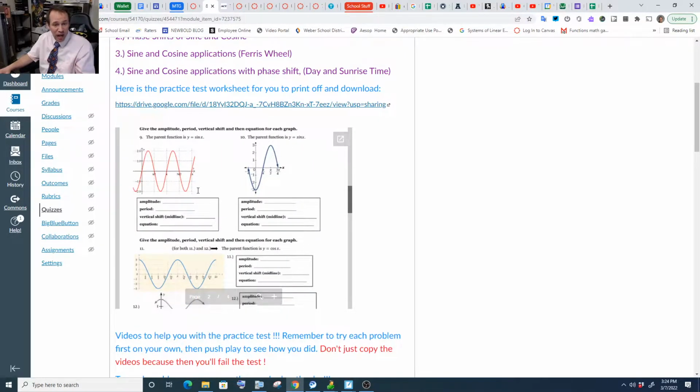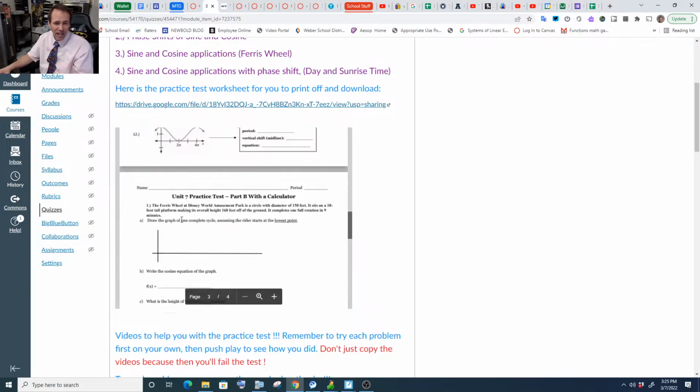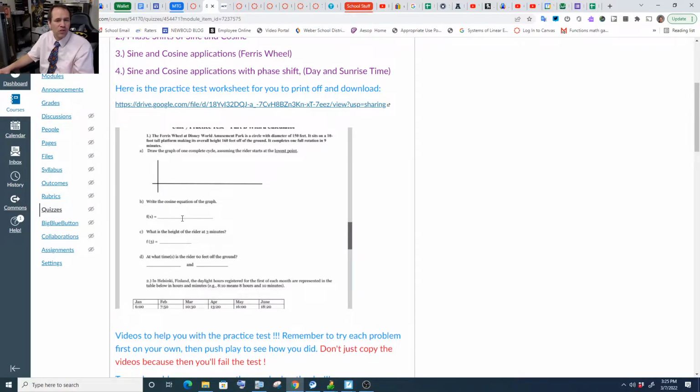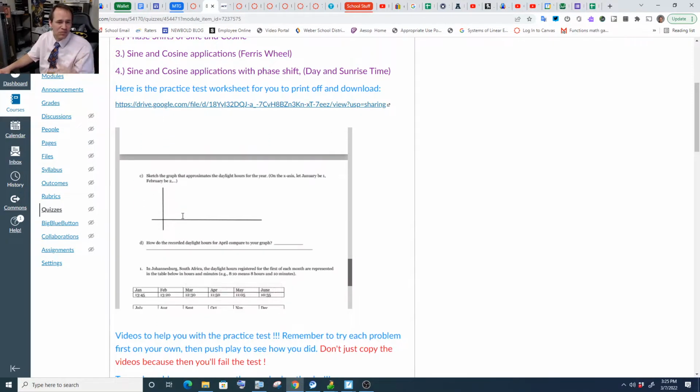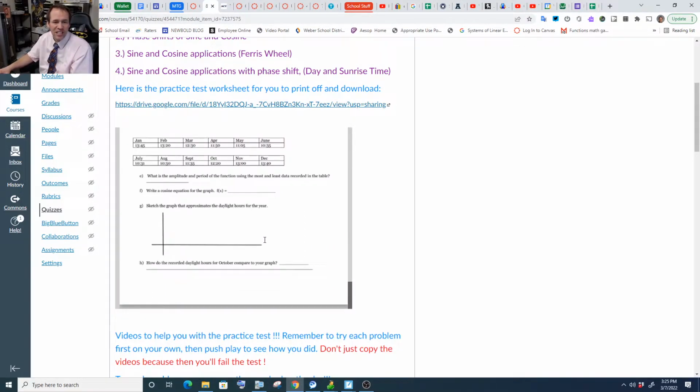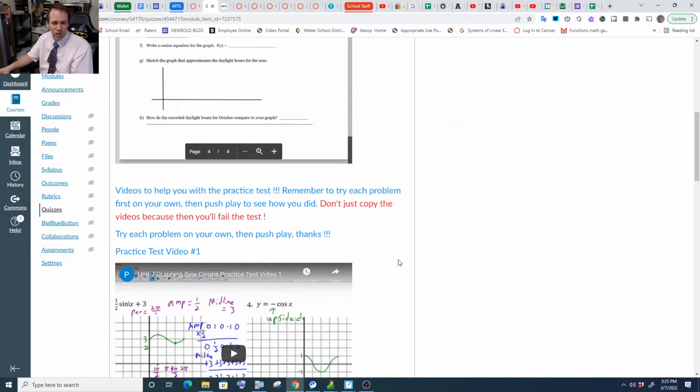It's given a graph, can you come up with the amplitude, period, midline, and equation? And then it's got a word problem. It's got a Disney World Ferris wheel problem, as well as some Helsinki time when the sun rises or sets. And then that's it. That's the test. So just 4 assignments, and then you have your test.